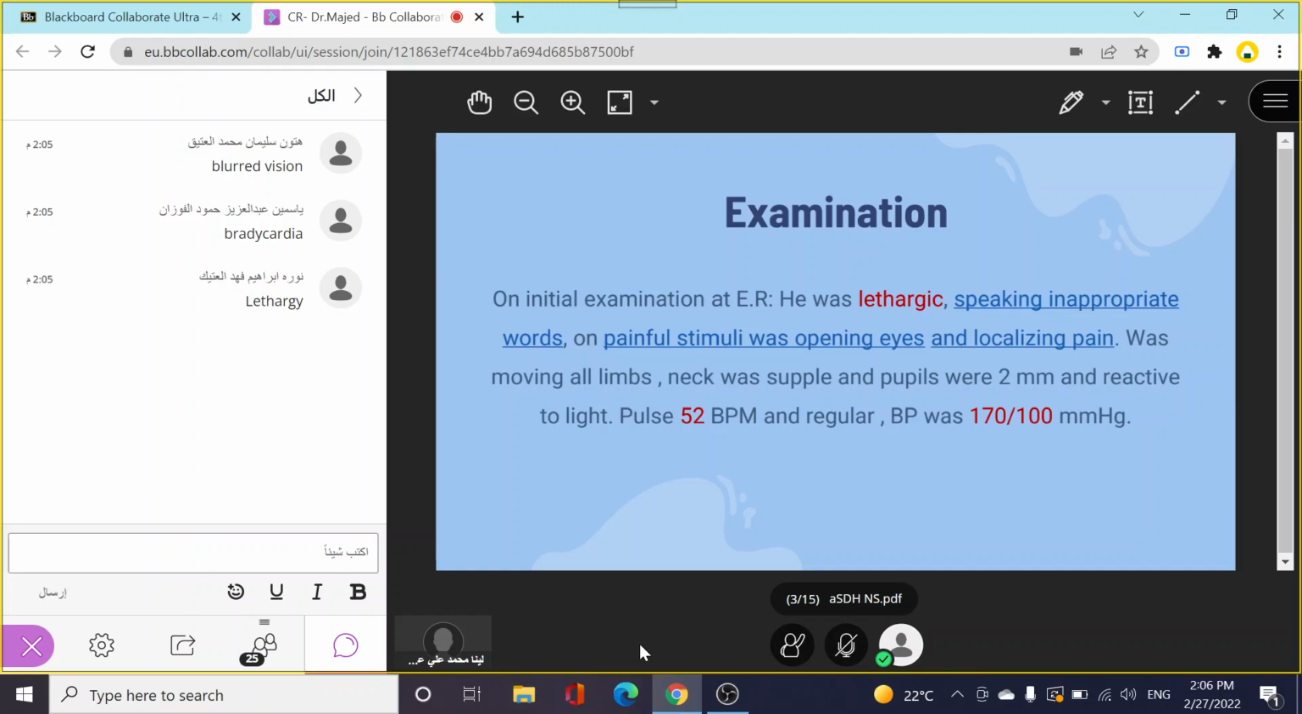The pupils were 2 millimeter and reactive to light, which means that it is in the normal diameter, from 2 to 4 millimeter, with a normal light reflex. The pulse is 52 beats per minute and regular. The blood pressure was 170 over 100 millimeter mercury. So the patient is bradycardic and hypertensive, and we will explain how this occurs in the next few slides.